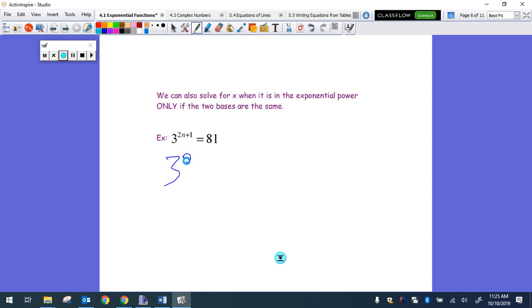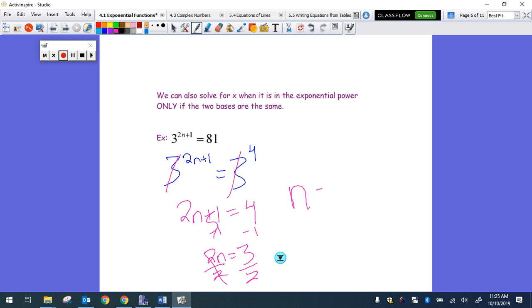So watch what I'm going to do. I'm going to rewrite this side, 2n plus 1. And this 81 is really 3 to the 4th. When you get the bases to be the same, you can cancel them out. So those 3's cancel. And then you have 2n plus 1 equals 4. And we're just going to solve that. So we would subtract 1, and 2n equals 3. Divide by 2, and n is 3/2.